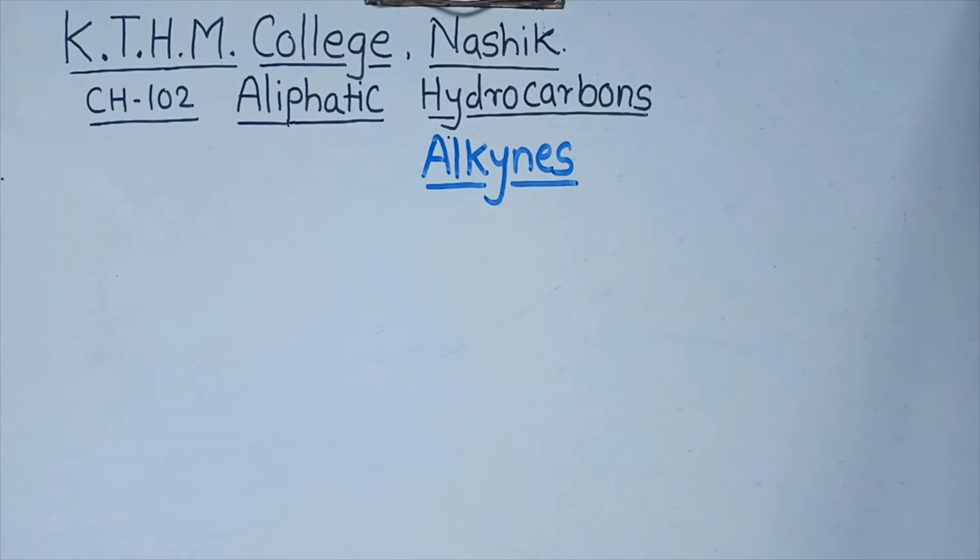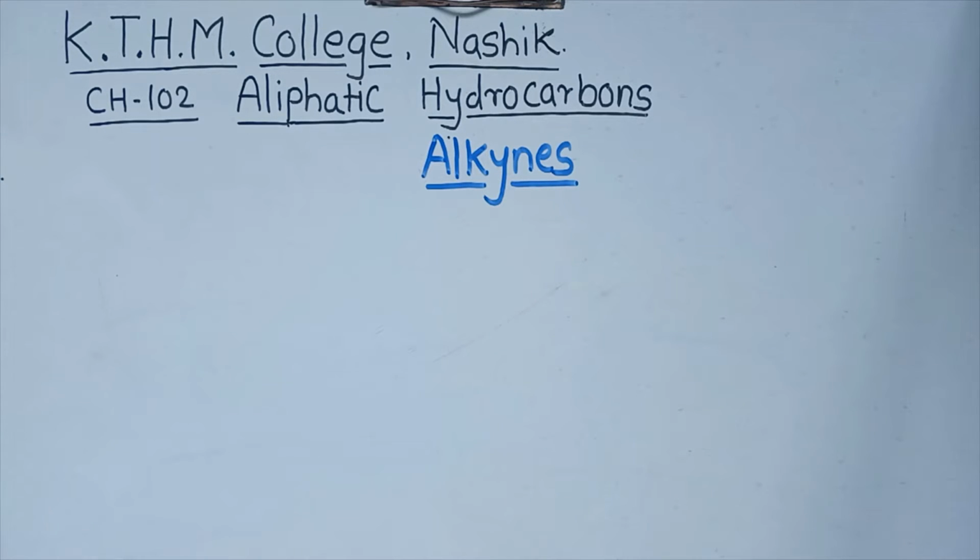Hydrocarbons means the organic compounds containing carbon and hydrogen atoms are known as hydrocarbons. These hydrocarbons are classified into four categories: alkane, alkene, alkynes and cyclic compounds. Out of these four, we have already discussed two hydrocarbons, that is alkane and alkene. Now in today's lecture, we are going to discuss the alkynes.